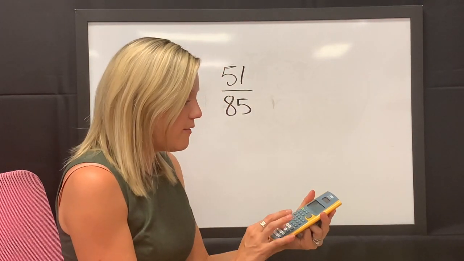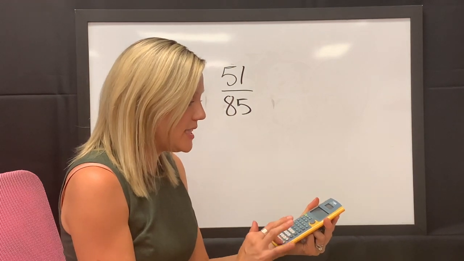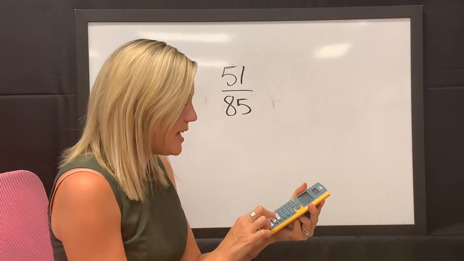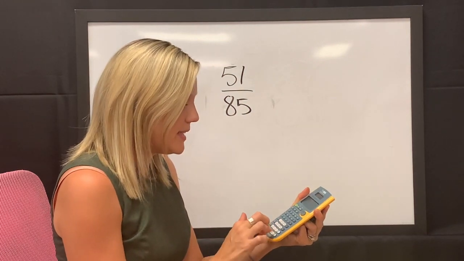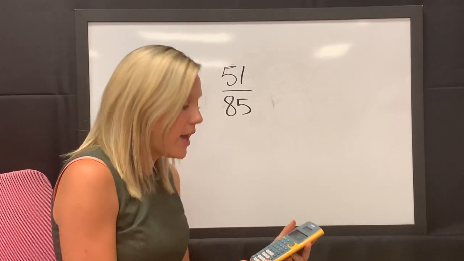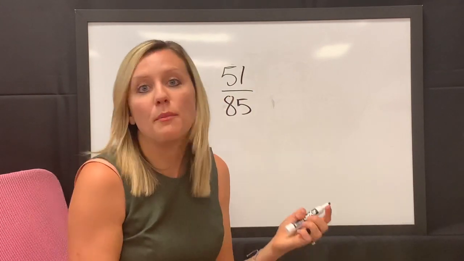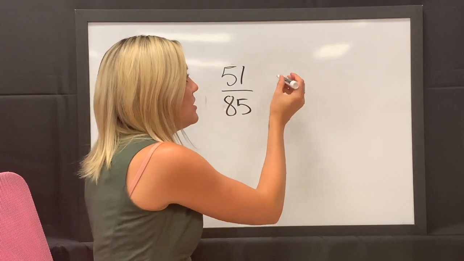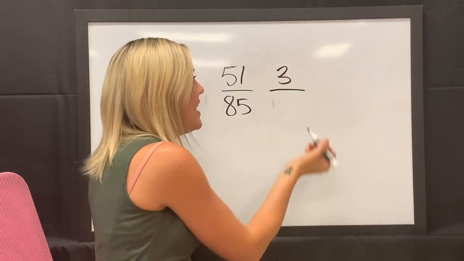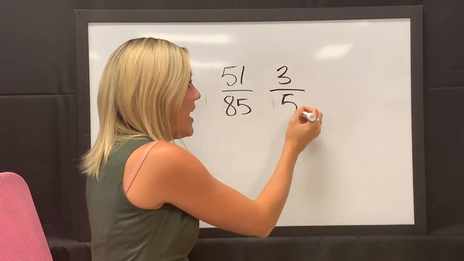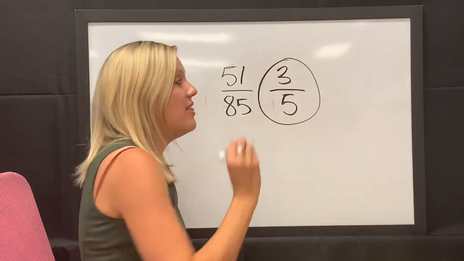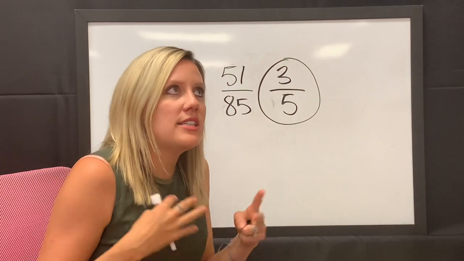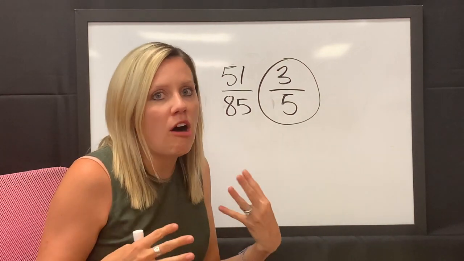I could do 51 divided by 17, and that is 3. And then let me see if 17 goes into that one. 85 divided by 17 is 5. Okay, so 17 is the number that goes into both of these numbers. 17 goes into 51 3 times, and 17 goes into 85 5 times. And there is my answer. So if 2 and 3 don't work, kind of start thinking of those prime odd numbers.